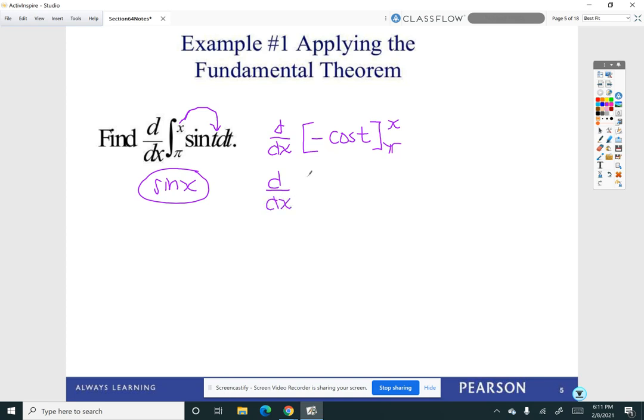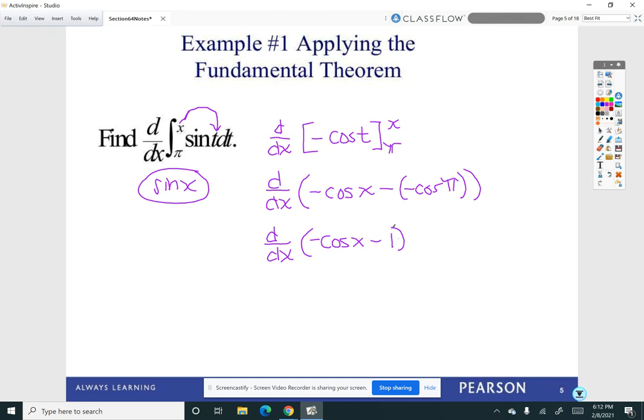I'm going to go ahead and do the evaluation part, which means I plug in the upper limit of integration, which is negative cosine of x, minus, and then I plug in the lower limit of integration, which is pi, and then I'm going to keep evaluating that. I haven't taken the derivative yet. So I got all kinds of negatives going on here. The cosine of pi is negative 1, times the negative that's already there becomes positive 1. Okay, so then that ends up being the negative cosine of x minus 1.